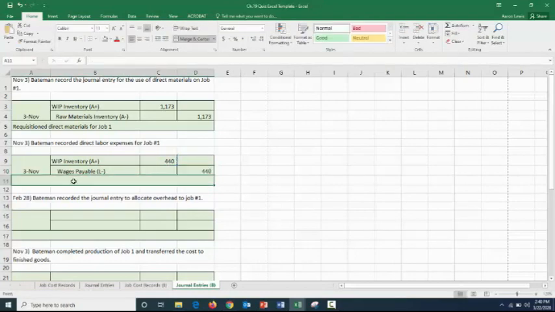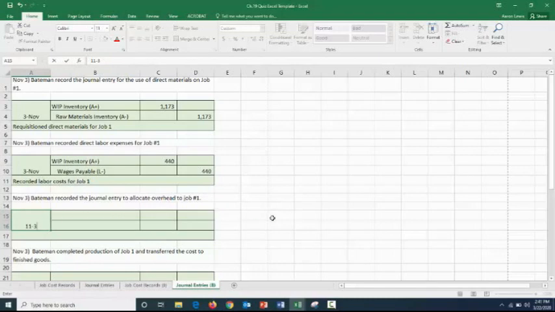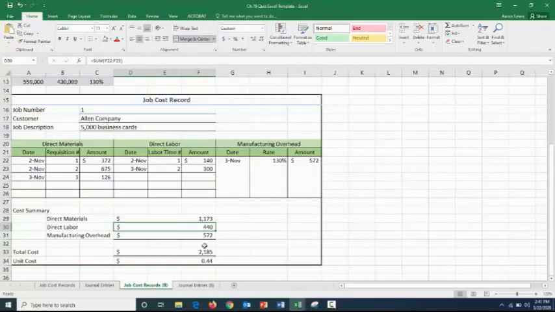And what happened here is we recorded labor costs for job 1. I like to capitalize job. On, not February 28th, but November 3rd, we have to record our journal entry to allocate overhead to the job. So one more time, let's go back to our job cost record. We allocated $572 worth of overhead to this job.